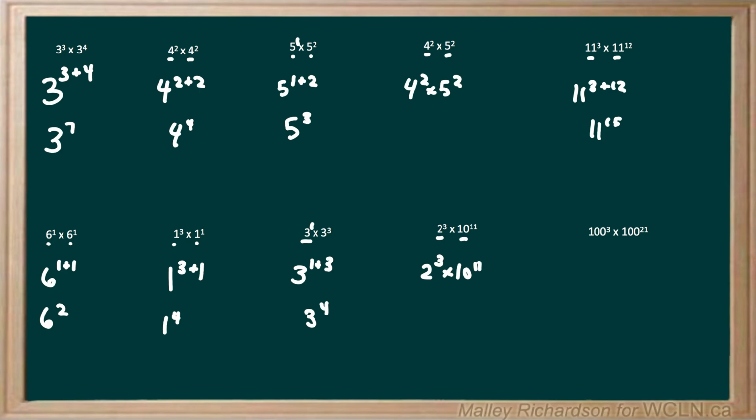Moving on to our final example, we have 100 to the power of 3 times 100 to the power of 21. These have the same base of 100, so we just have to add the exponents, and we're left with 100 to the power of 3 plus 21, which is 100 to the power of 24 as our final answer.